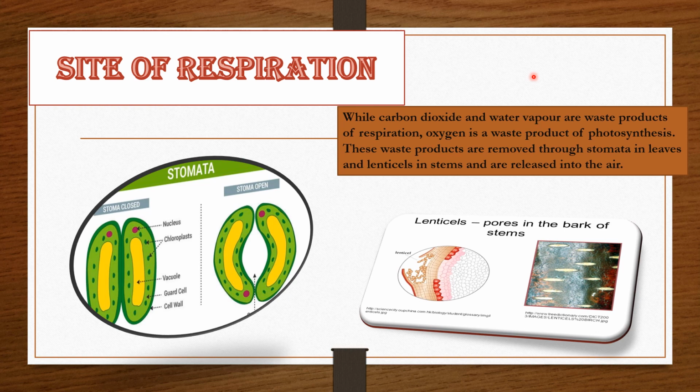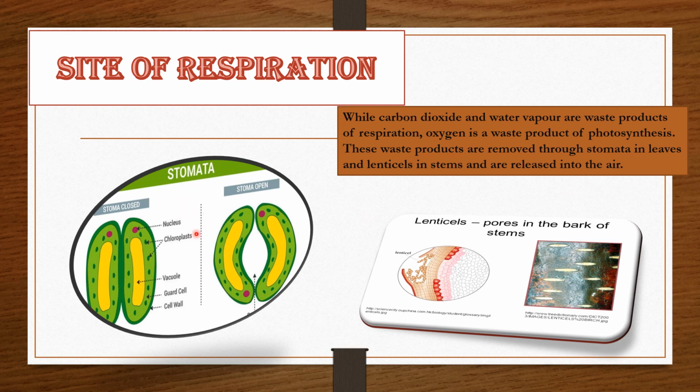Inside the leaf, the loose packing of the parenchyma cells and the large air spaces below the stomata provide an interconnected network of air spaces to allow efficient diffusion of respiratory gases, oxygen and carbon dioxide. So this is the process of respiration in plants. Now, while carbon dioxide and water vapor are waste products of respiration, oxygen is a waste product of photosynthesis. These waste products are removed through stomata in leaves and lenticels in stems and are released into the air.